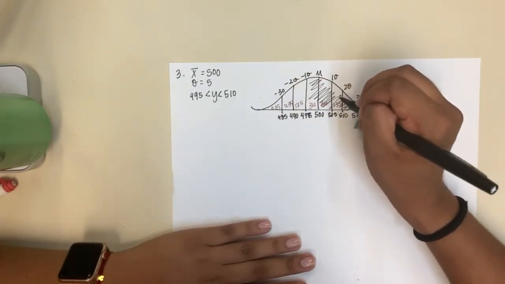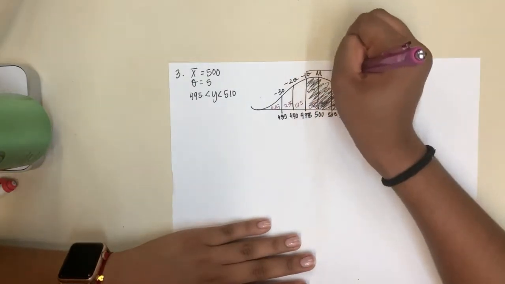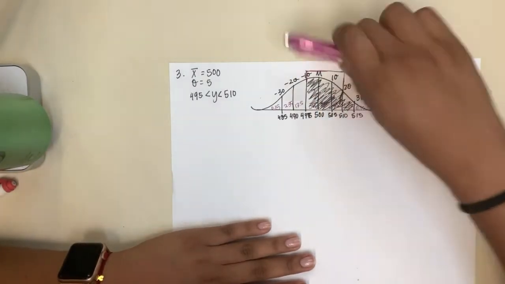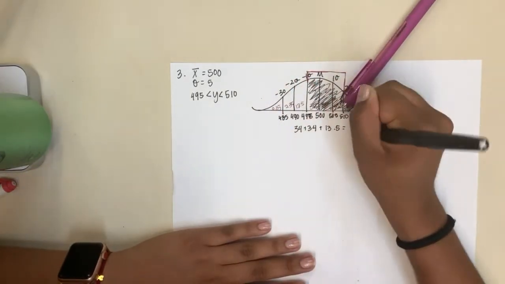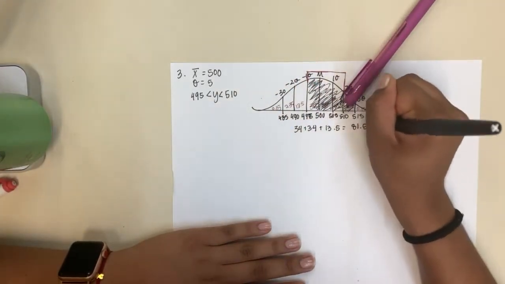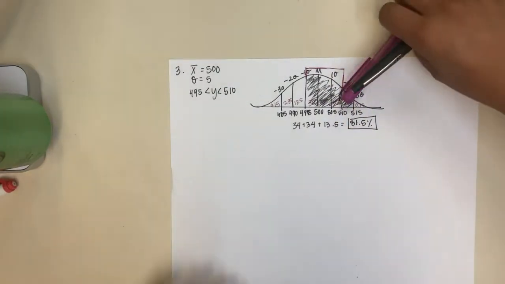They fall on -1 standard deviations and +2 standard deviations. By adding up the percentages in the shaded area, we can discover that Lulu eats between 495 and 510 oranges 81.5% of days. Now that's a lot of oranges.